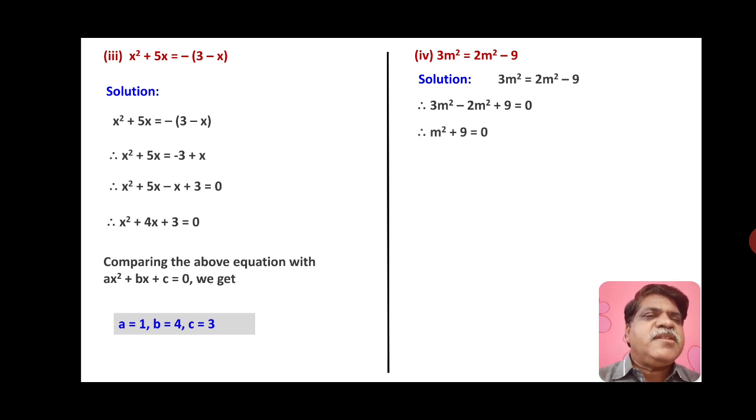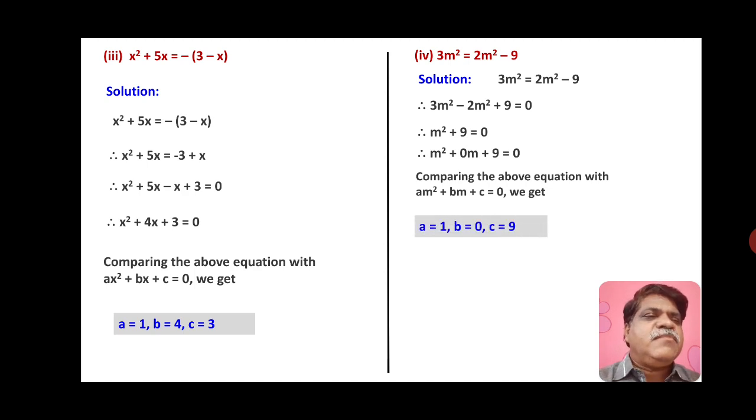Therefore, m square plus 9 is equal to 0. m square plus 0m plus 9 is equal to 0. Comparing this equation with am square plus bm plus c is equal to 0, we will get that a is equal to 1, b is equal to 0 and c is equal to 9.